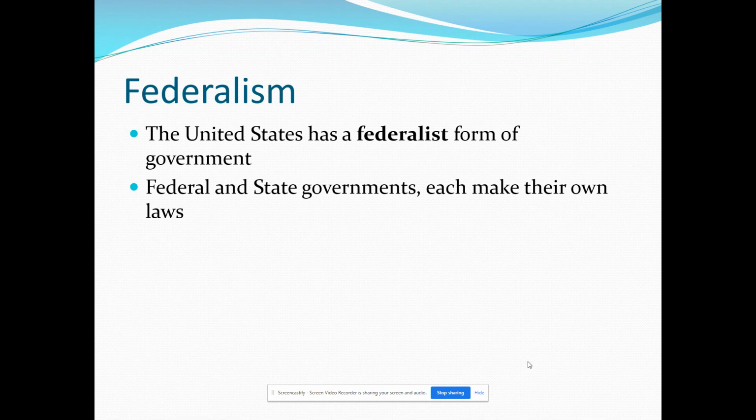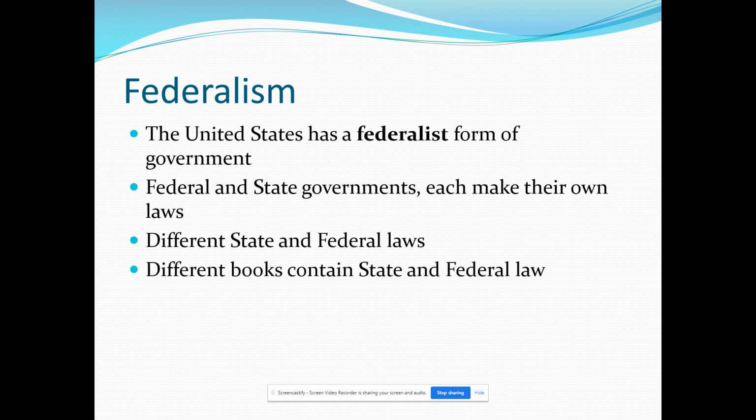So if you are a citizen or a resident of the United States of America, you have to make sure that you comply with both federal and state laws. And if you are a business person or a business in the United States of America, you have to make sure that your business complies with both federal and state laws, and they each make their own laws. So remember, when you're doing research, you may have to search both state and federal laws.